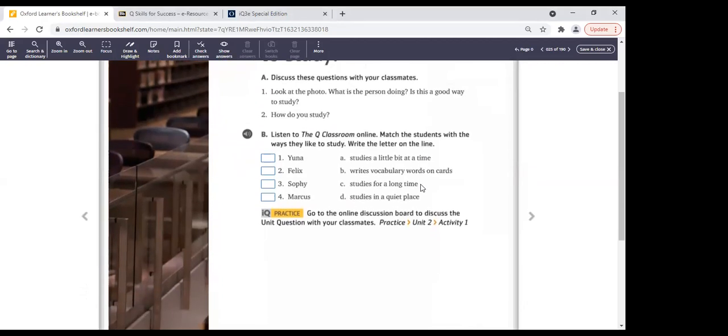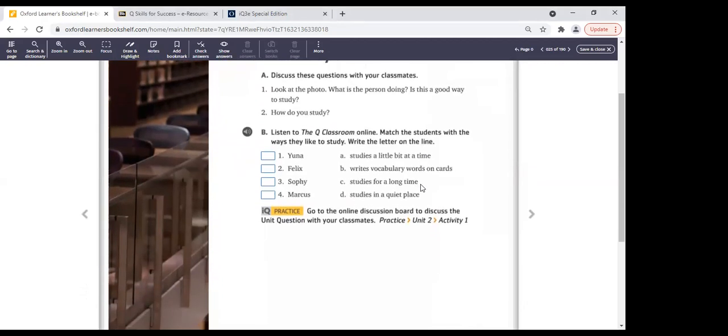Okay, sorry. Let's go to the next bit. Listen to the Q Classroom online. Match the students with the ways they like to study. So we have the four students again: Una, Felix, Sophie, and Marcus. One of them studies a little bit at a time. One of them writes down the vocabulary on a card. One of them studies for a long time. And this is a good way to learn vocabulary.